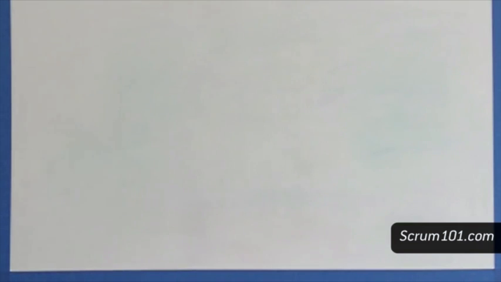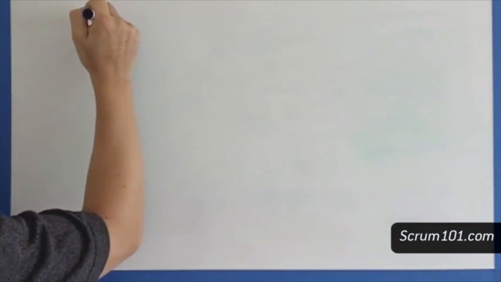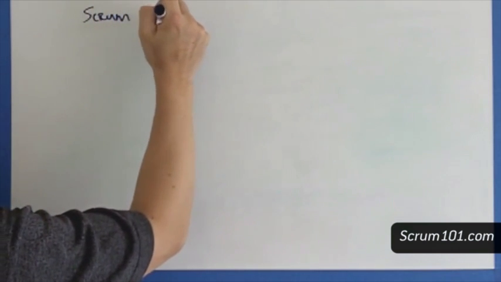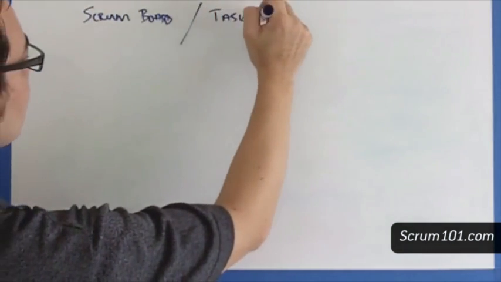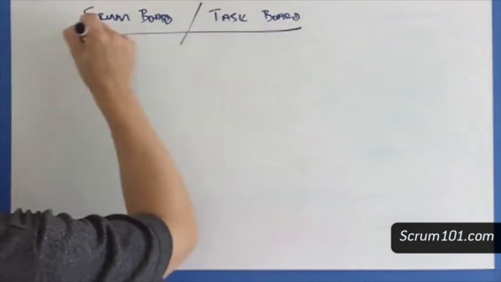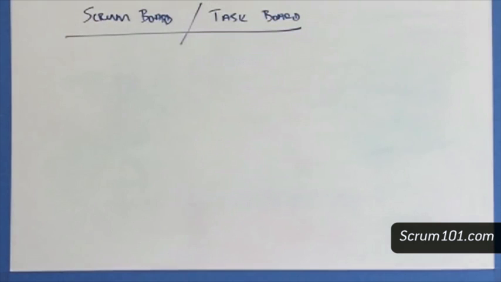Hi, my name is K Ma, and today I'd like to talk about the Scrum board or task board. The Scrum board or task board is a common tool that many teams will use to measure their progress throughout the duration of a sprint.